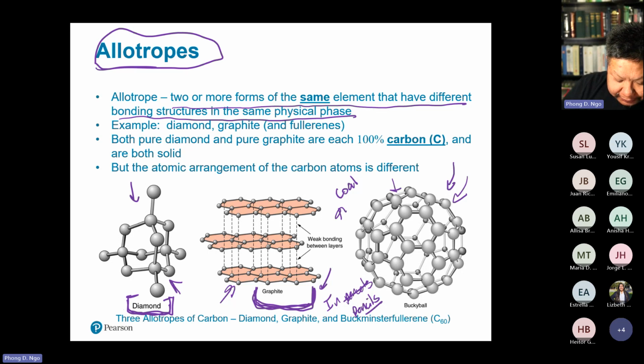And that's what makes them an allotrope. It's kind of crazy, right? Makes them an allotrope, which is different from like water, right?